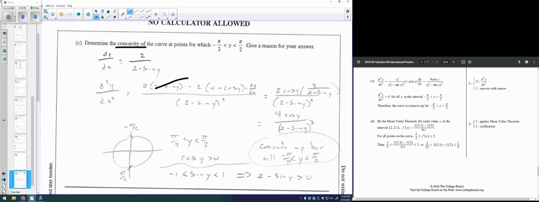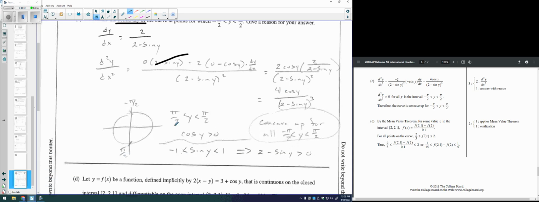Okay, so here's what I did. Between a negative pi over 2 and a positive pi over 2, my cosine is always positive. My x coordinates are positive for this entire interval of angles. From a negative pi over 2 to pi over 2, cosine is always positive. So this is always positive.